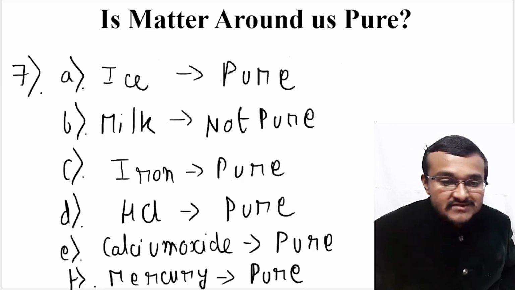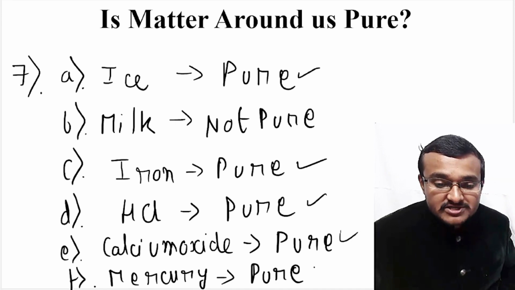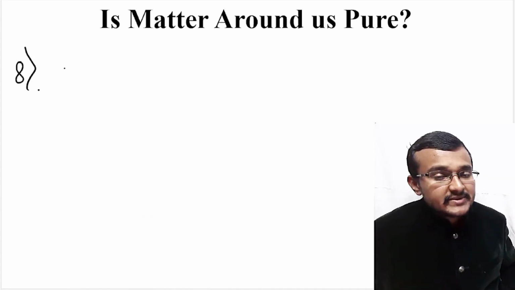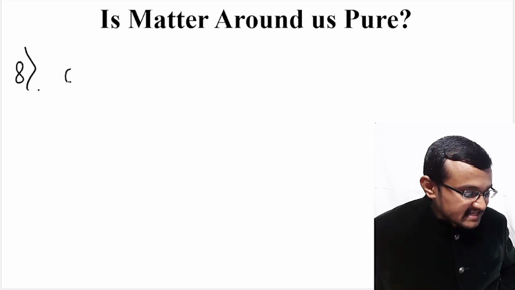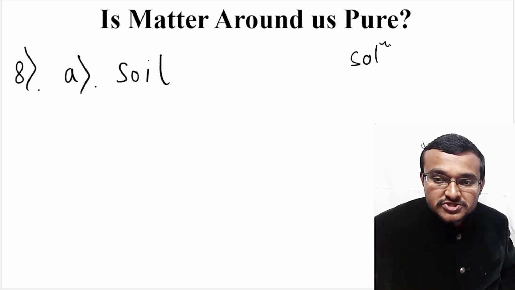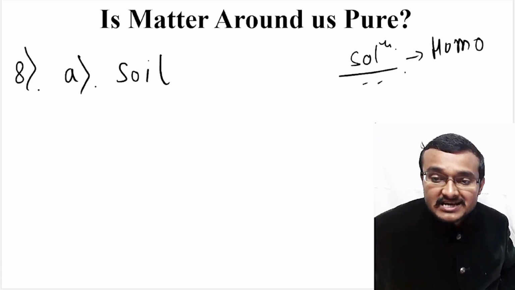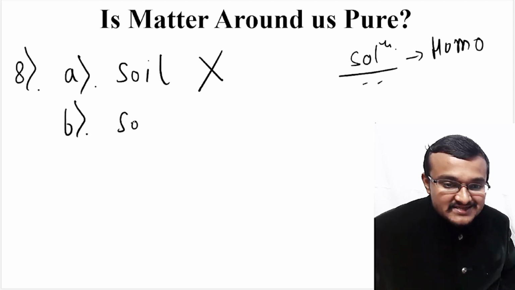So in this question, ice is a pure substance, iron is a pure substance, HCl is a pure substance, calcium oxide is a pure substance, and mercury is also a pure substance. Coming to the eighth question, here you should identify which kinds of mixtures are known as solutions. The first mixture which they have given is soil. Soil is a heterogeneous mixture, but the definition of a solution states that a solution is a homogeneous mixture of solute and solvent, but soil is a heterogeneous mixture. So soil is not a solution. Coming to the next mixture B, that is seawater.